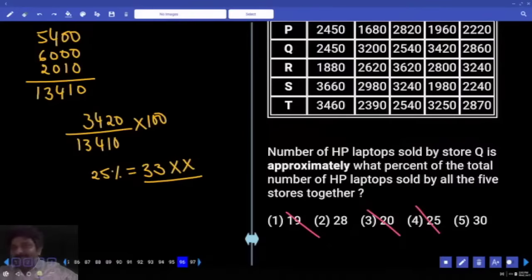Fifth option is easy to calculate, 30%. 10% value is 1341, approximately 1300. 3 times will be 3900. Do you have 3900 or less than that? So can that be the fifth option, 30? No. Answer 28. Second, final.